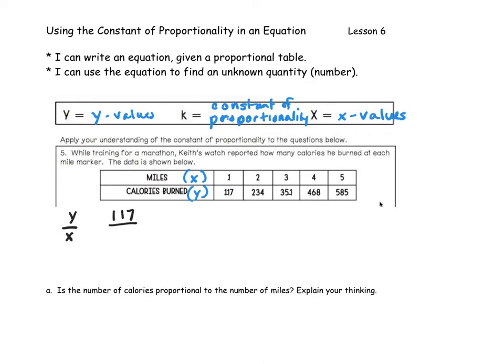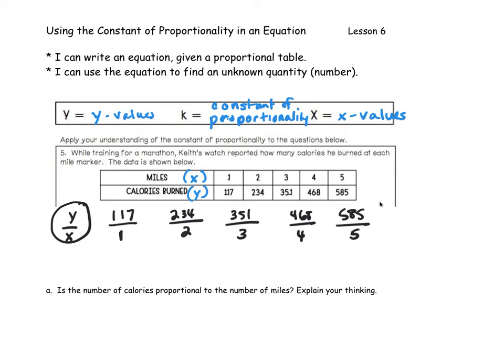So we're going to start with 117, which is the y, the calories burned, and its corresponding x value is 1. Then we see 234 over 2, 351 over 3, 468 over 4, and 585 over 5. The trickiest part, I think, sometimes is seeing these numbers given in the table as 1 over 117, but having to write them with the y over the x. That took some getting used to.